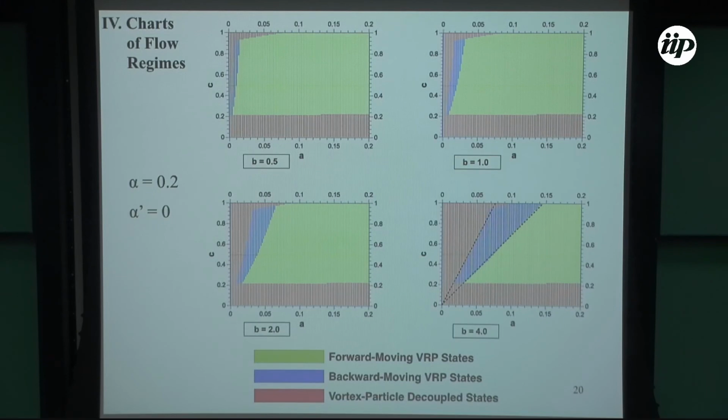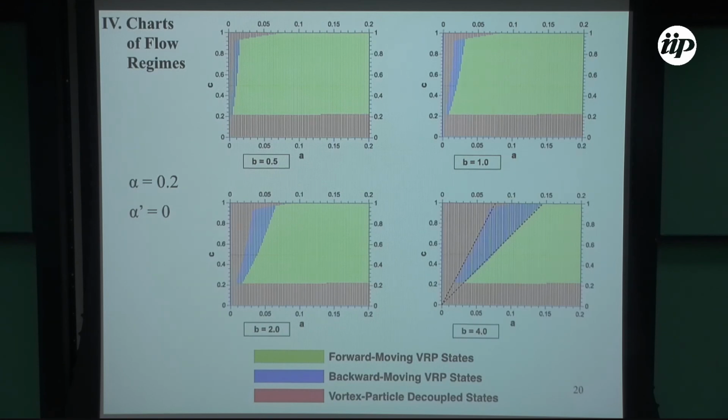So this is some of the chart flow regimes that you get. We're changing here parameter A from 0 to 0.2 and C from 0 to 1, for different values of B. B is the parameter which is basically the dimensionless density of the fluid. A is related to the drag coefficient, Stokes' law, and C is related to the circulation. Basically, that's what you get.